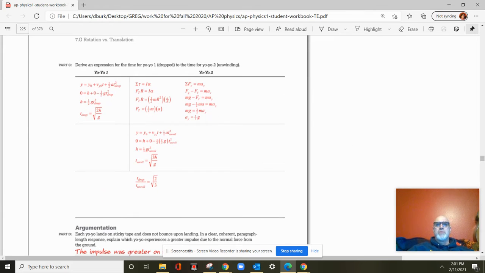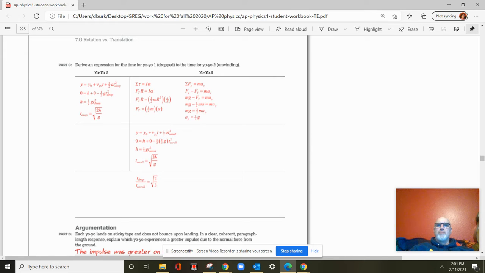All right, we're deriving expressions for the time for dropping the first yo-yo. It's our good old friend. Time is equal to the root of 2h over g. We've seen that before many times. Basically, if the initial position is 0 and the initial velocity is 0, then the displacement is equal to 1/2 at squared, and the acceleration is negative g. So you move the letters around. Also, we're going to use h instead of y, and you do some algebra, and that's what you get.